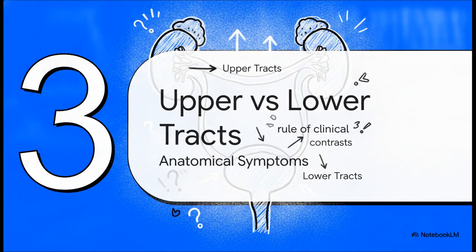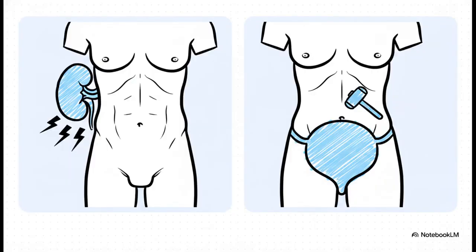Moving right along to Section 3, upper versus lower tracts. So, to really make sense of the symptoms, we have to use the rule of clinical contrasts. And the absolute key here is location, location, location. An upper tract obstruction, so think the uretero-pelvic junction or the ureters, well, that often presents with this sharp loin or flank pain that famously radiates right down to the groin. You might even feel an enlarged kidney when you do your physical exam.